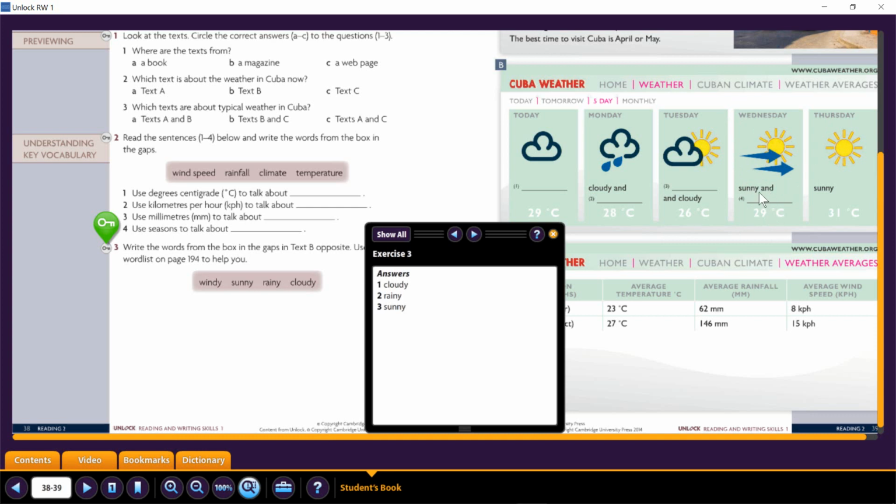What about Wednesday? The weather Wednesday will be what? Sunny. Here we have sun. And what are these? What do you think? These show us the wind. So finally, you can say Wednesday will be sunny and windy. You can, ladies, pause the video to check your answers and then come back again.